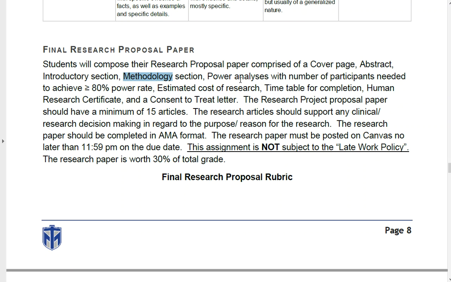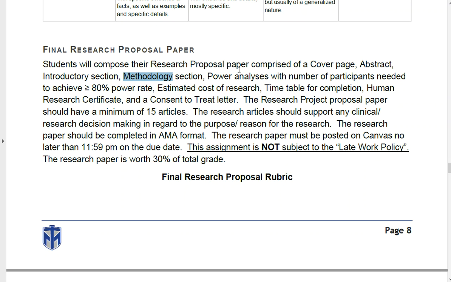We're gonna have you do a power analysis. Numbers of participants needed to achieve 80% power rating. If you're doing a systematic review, you won't be doing a power analysis. You'll be doing what's known as a risk of bias analysis instead. The articles you found, what is the risk that those authors had some bias when they were doing things, right?